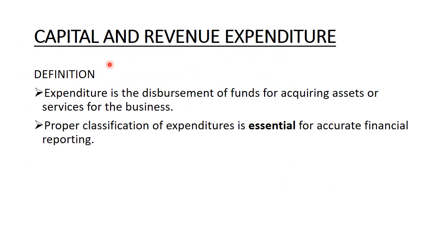So we'll start with a definition of expenditure. Expenditure is just the disbursement of funds for acquiring assets or services for the business, okay? So any activity that involves paying out money in an effort to acquire assets or services for the business is called an expenditure. Proper classification of expenditure is very important for accurate financial reporting.